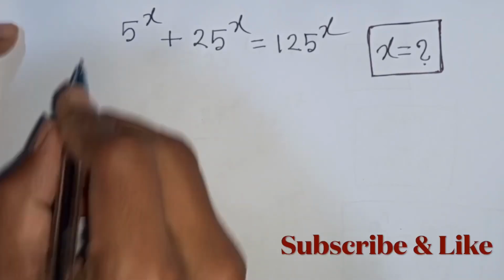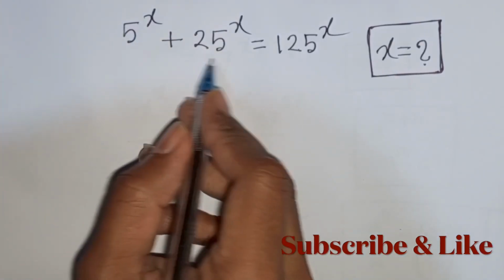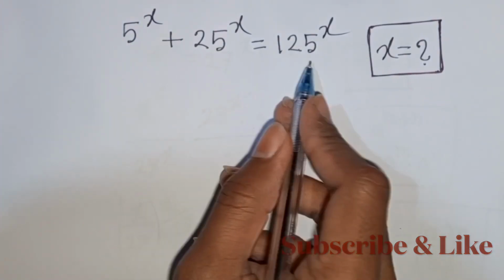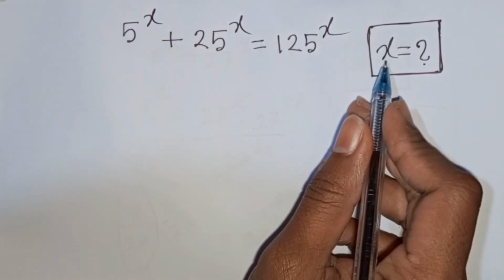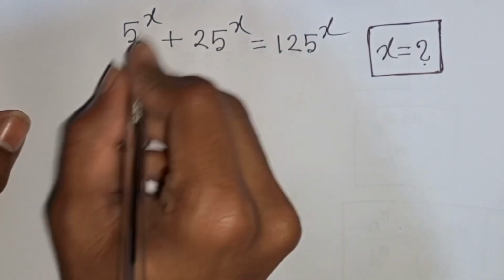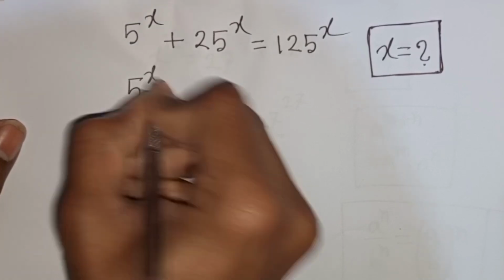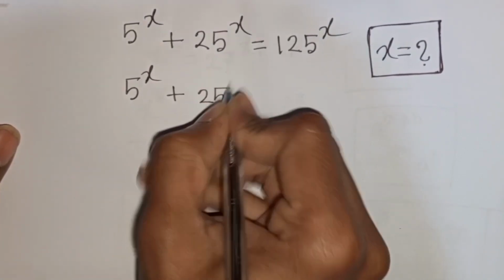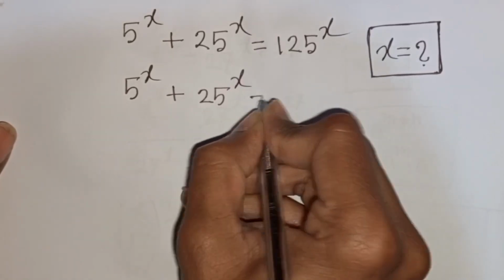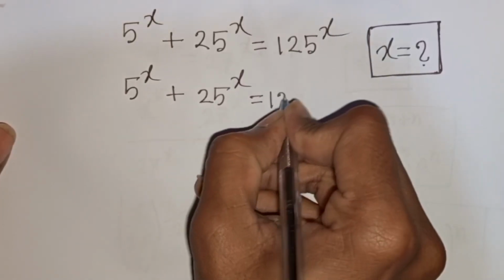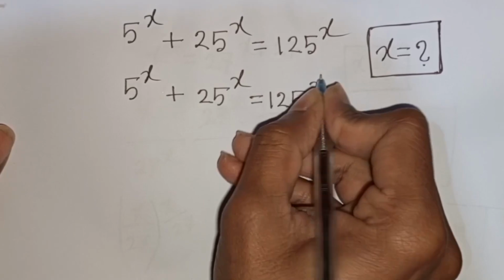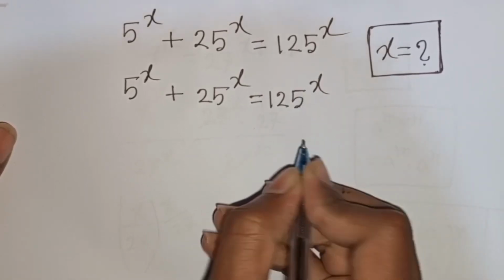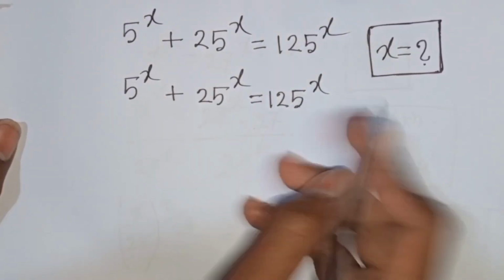How to solve 5^x + 25^x = 125^x. Find the value of x. So we have 5 power x plus 25 power x is equal to 125 power x. Now we divide by 125 power x on both sides.